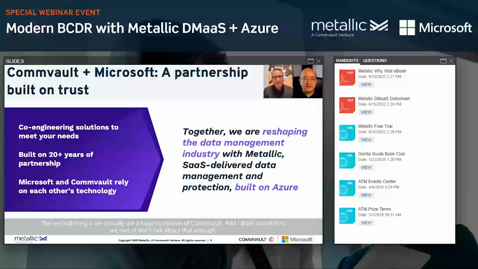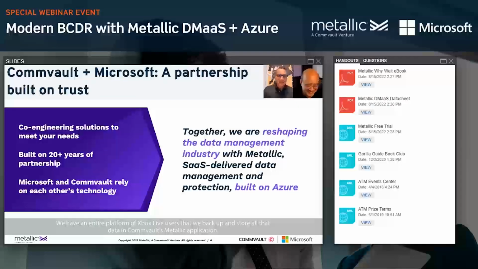The second thing is we actually are a huge consumer of Commvault. And I think sometimes we don't talk about that enough. If you're a platform company and you make software, you think to yourself, well, Microsoft probably has some data backup. You probably have some data management as a service. We do. It's called Commvault.